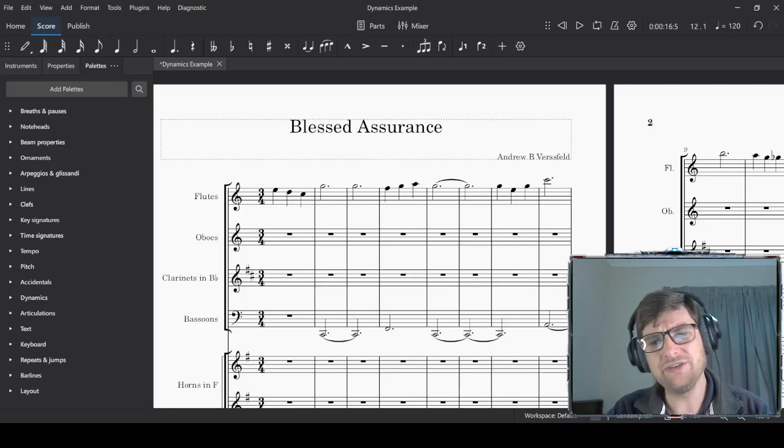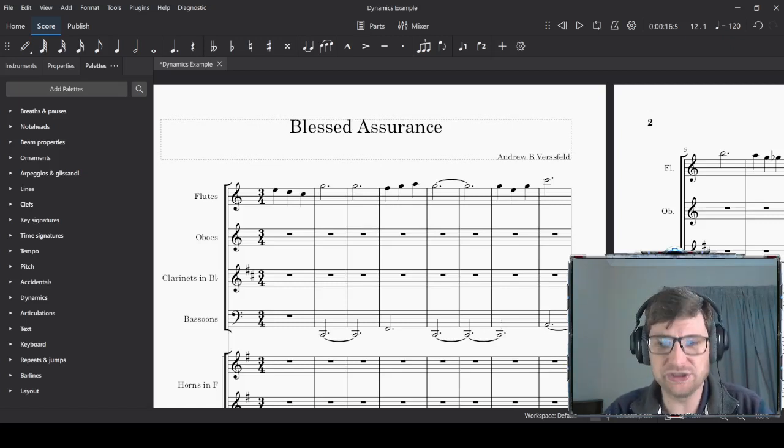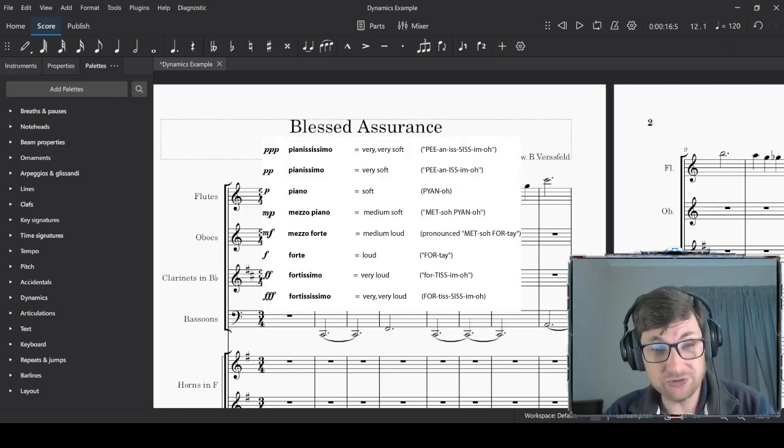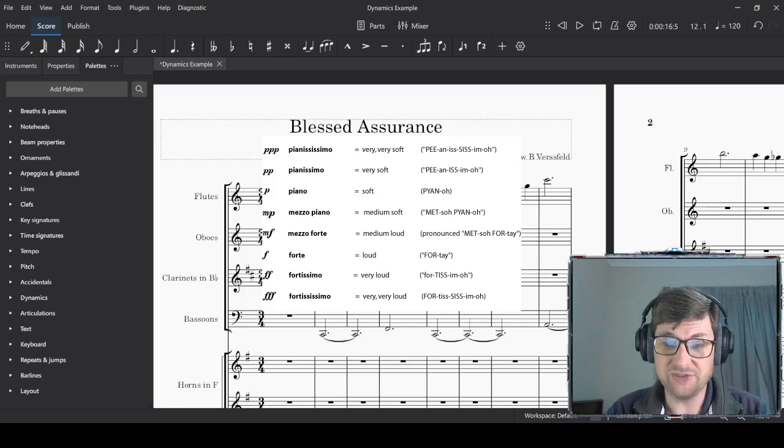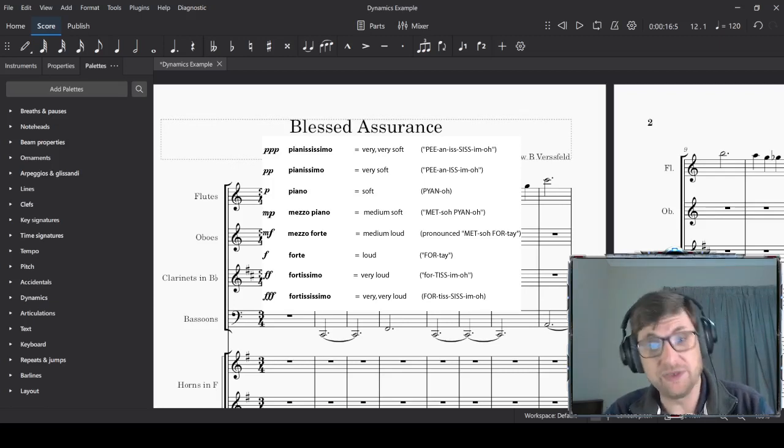So how do we know then how loudly or how softly to actually play? Well, the way I was taught when I was doing classical piano training was that triple P is as softly as you can possibly play while still being audible. And triple F is as loudly as you can possibly play while still being musical. And of course, without breaking your instruments.